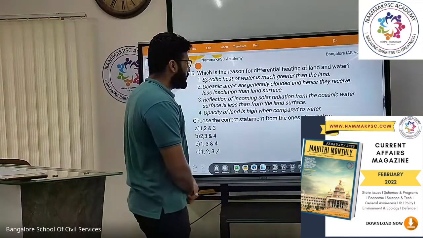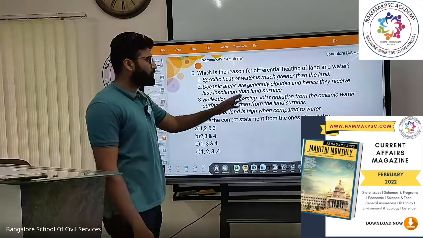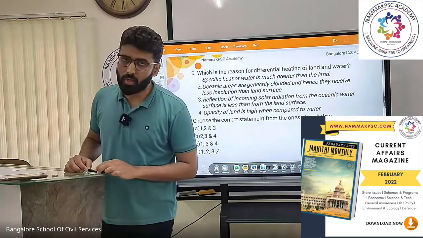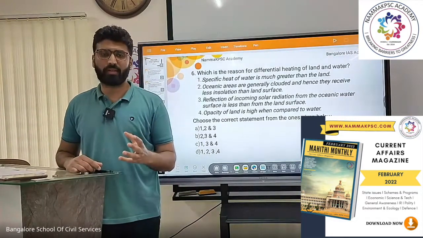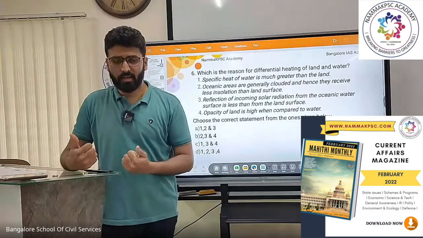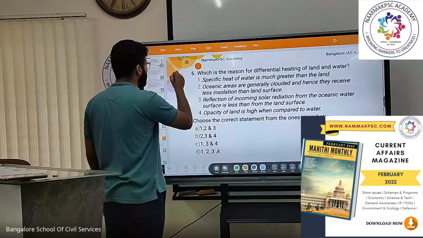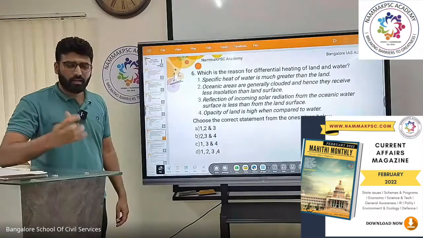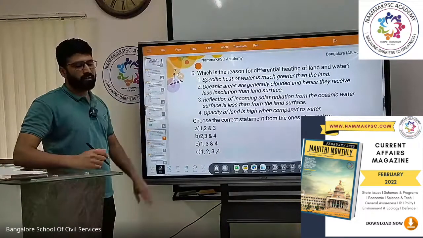And choose the correct statement from the ones given. The first statement says specific heat of water is much greater than land. Now, first of all, in order to be able to answer this question, you must understand what is specific heat. Specific heat is the amount of heat energy required to increase the temperature of a substance by 1 degree Celsius. Meaning, the amount of energy I need to raise the temperature by 1 degree Celsius.